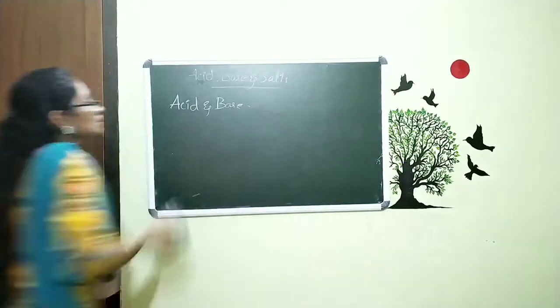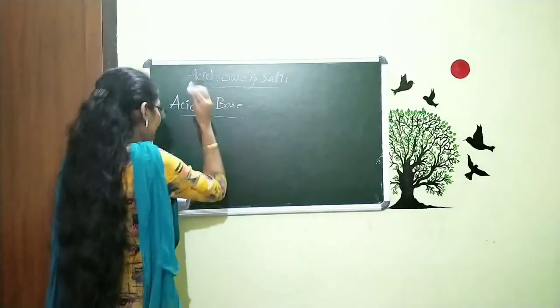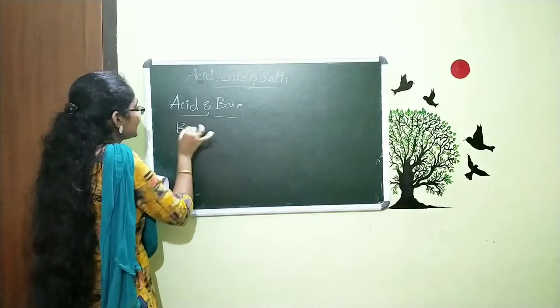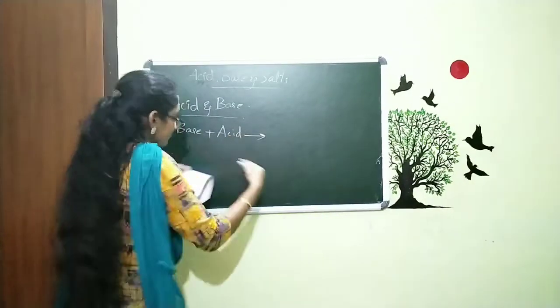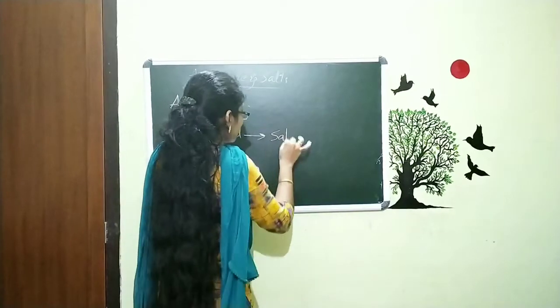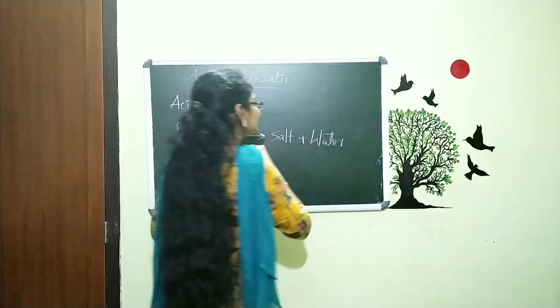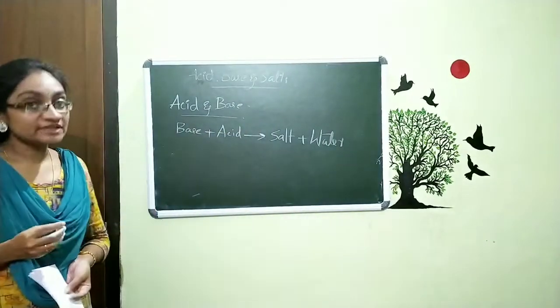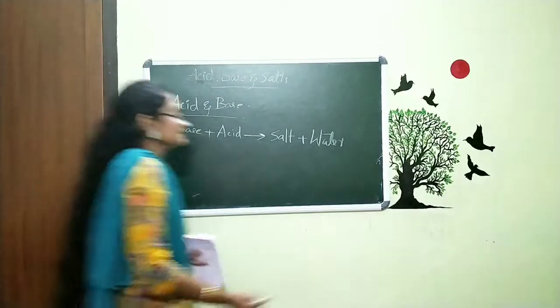In the reaction of acid and base, the general equation is like this. When the base and acid are reacting together, we get the product as salt and water. This is actually what? Neutralization. And here it also produces heat. Heat is evolving.